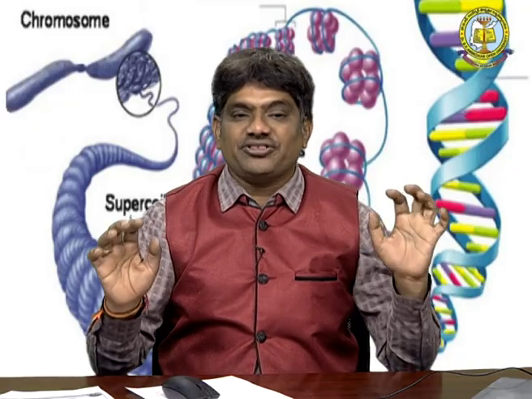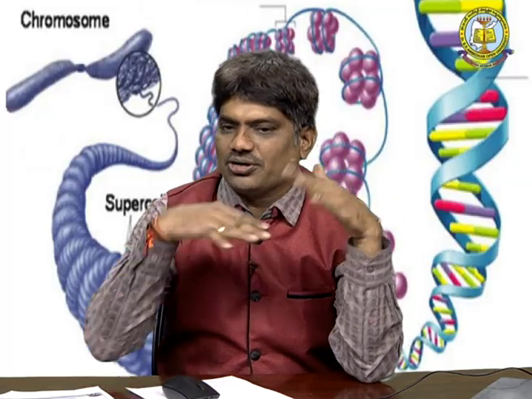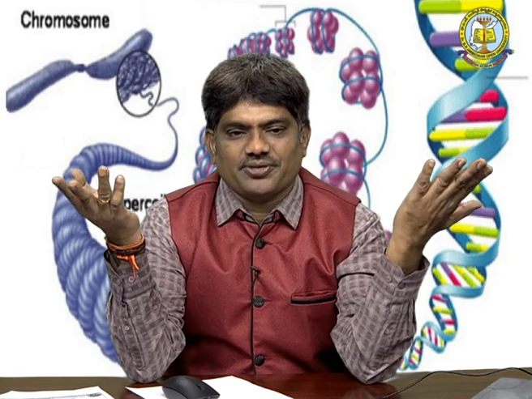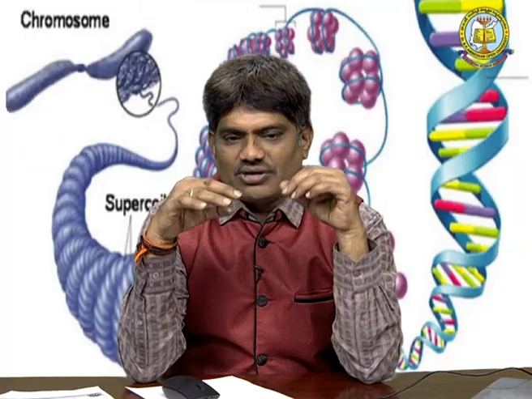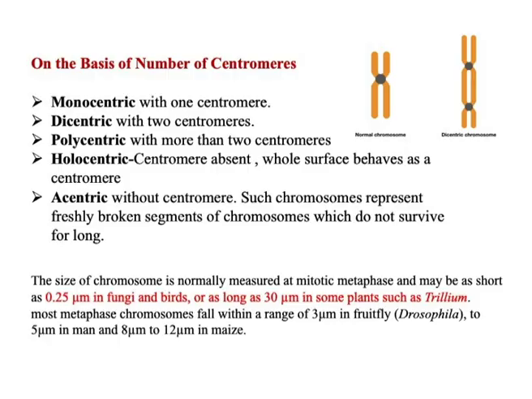Also, on the basis of the number of centromeres, chromosomes are monocentric, dicentric, polycentric, or holocentric, which means the centromere is totally absent and the whole surface behaves like a centromere. These are the types of chromosomes based on the centromere and on the number of centromeres, and along with that, special types of very big chromosomes are also present.